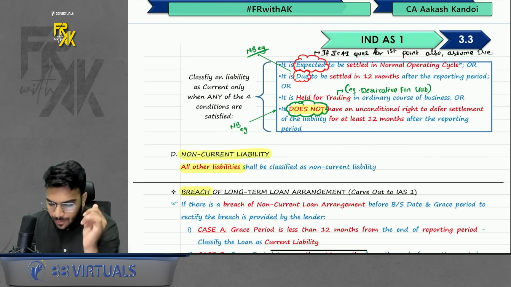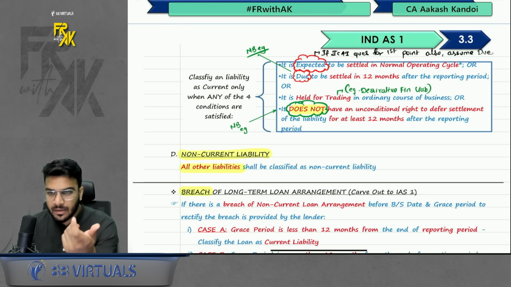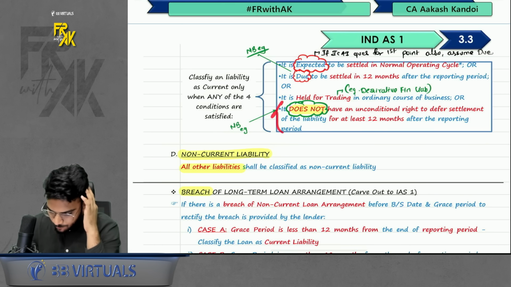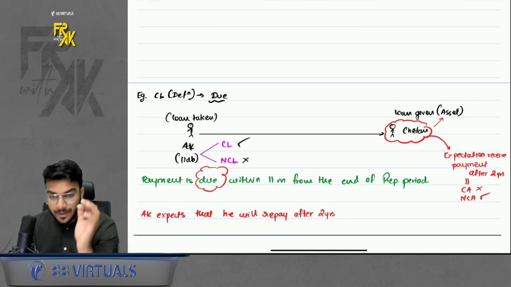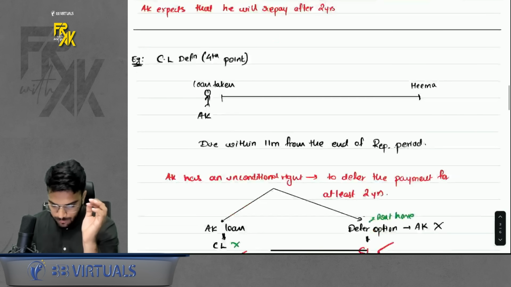Okay, sir, how can a liability be held for trading? If you trade in derivatives, then derivative financial liability can be there. Acha, 4th point. Now to understand 4th point, do you remember I gave you an example for this? See, have a look here.